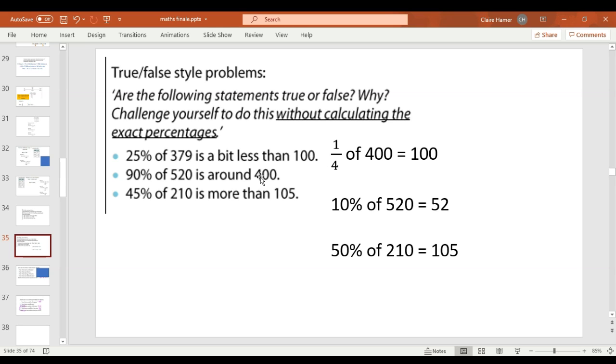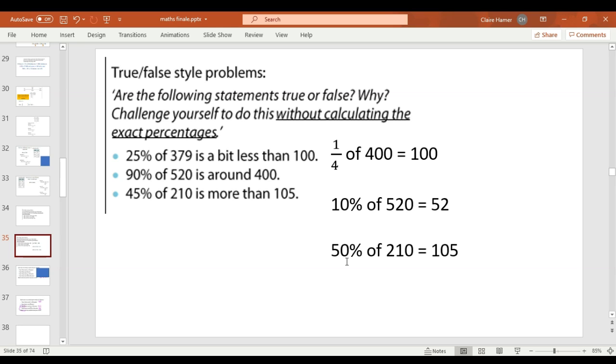90% of 520, well, you may have said true or false, depending on how close you want it to be. I'd probably say false, in my opinion, because I know that 10% of 520 is 52. So it's going to be around the 450 mark if I want to be a bit more accurate, okay? And as I said before, the bottom one, half of 210 is 105, so I know it's going to actually be less than halfway.